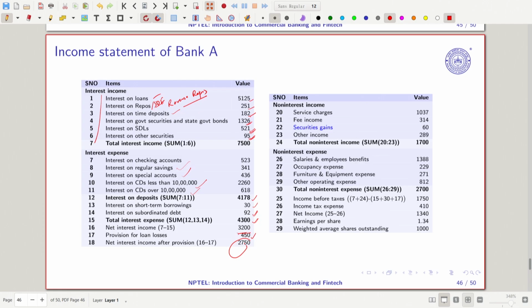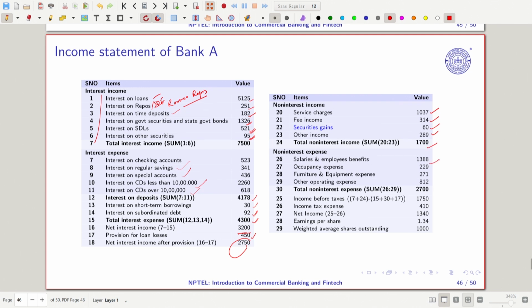Let's go about the non-interest income. In non-interest income, here you have the service charges that banks often charge, fee income, whatever services that you get. If you are getting for example a special privileged account, you are supposed to pay a maintenance fee. Securities gain, if they have invested in any kind of stocks approved by the government, then they will be getting other income like leases and others that they get. So total non-interest income is coming out to be 1700.